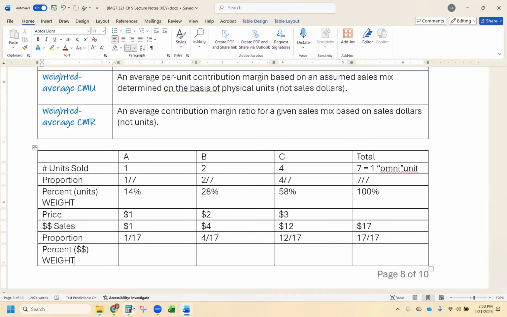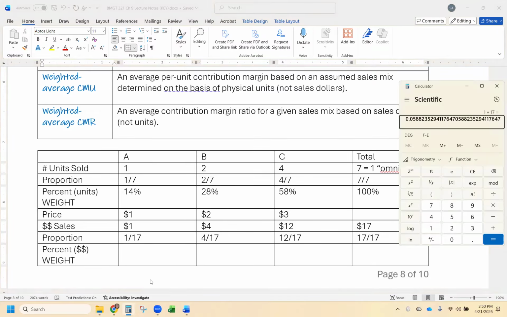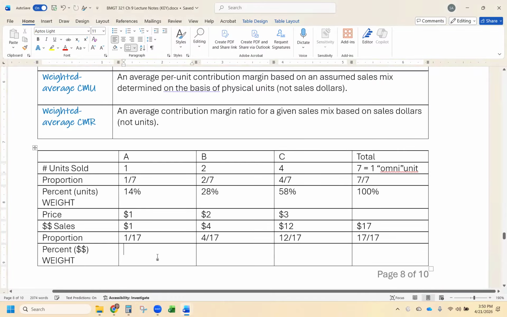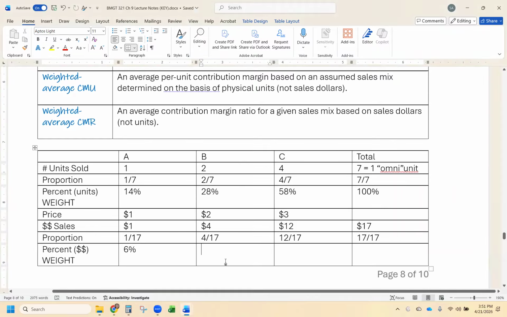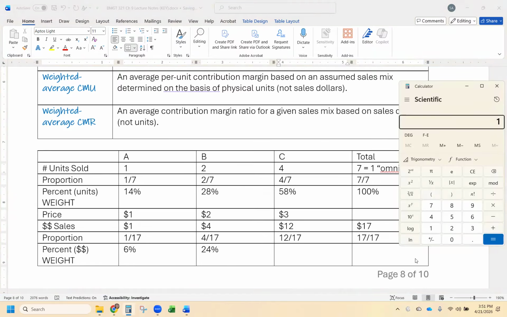So when it comes to sales, the weight of A is a lot less than it is in units. It's only 6%, sorry, not 6 cents, of the $17. And then B is 4 divided by 17, so it's 24% of the $17. And then this one has to add up to 100%, so I'll minus 24 minus 6. So it's 70%.